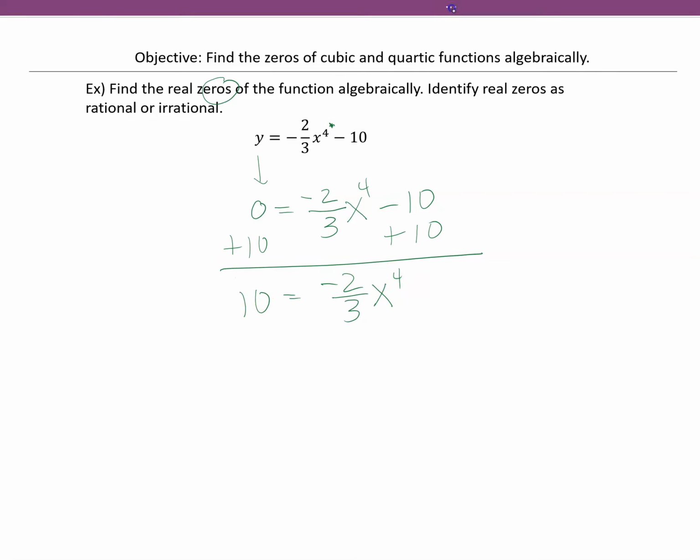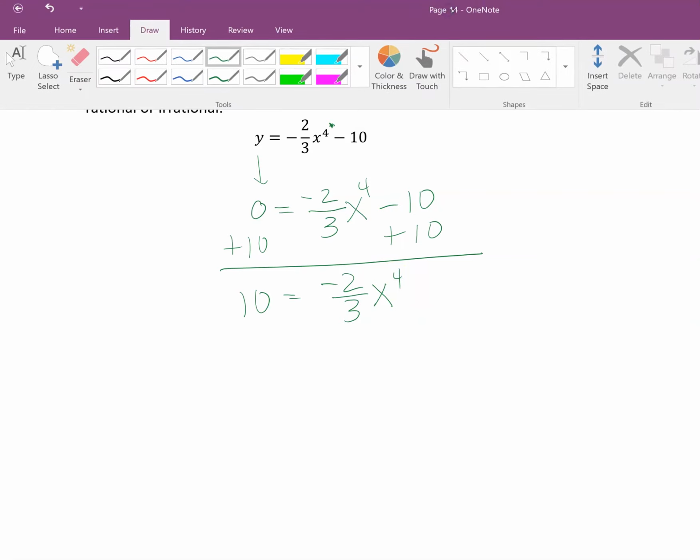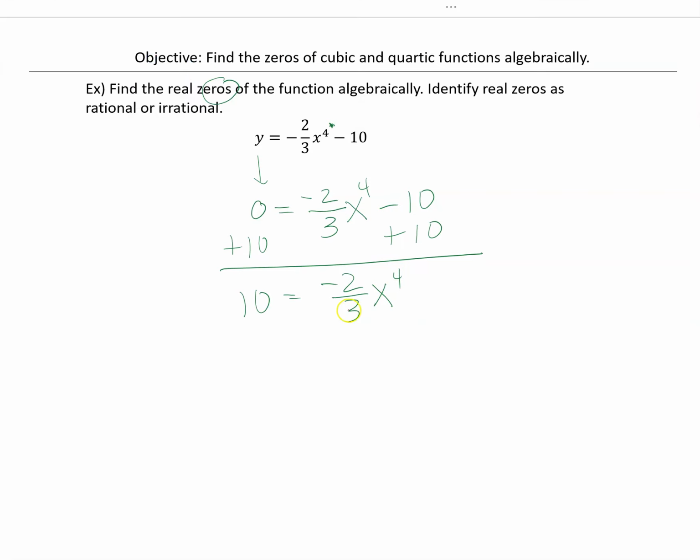So now I have to undo this times the negative 2/3. So that means I'm going to have to multiply both sides times the reciprocal of negative 2/3, which would be negative 3/2, or negative 3 over 2. Any number times its reciprocal is always equal to 1. And then I have to multiply the 10 times the negative 3/2 also. So this is 1. 1 times x to the 4th is x to the 4th.